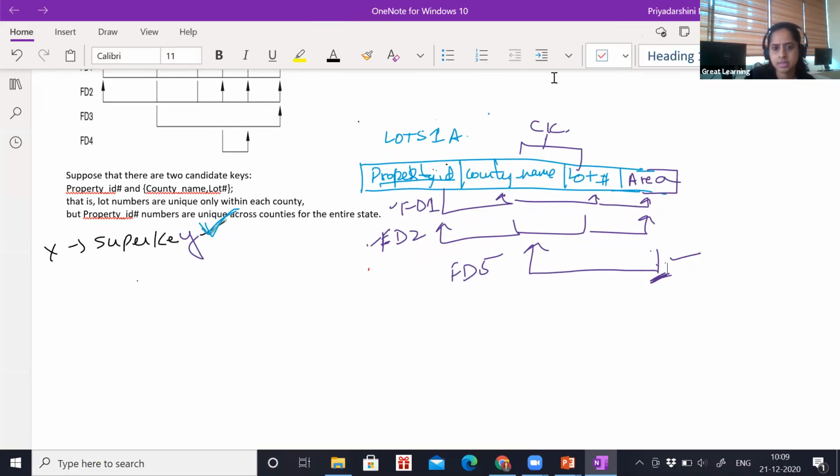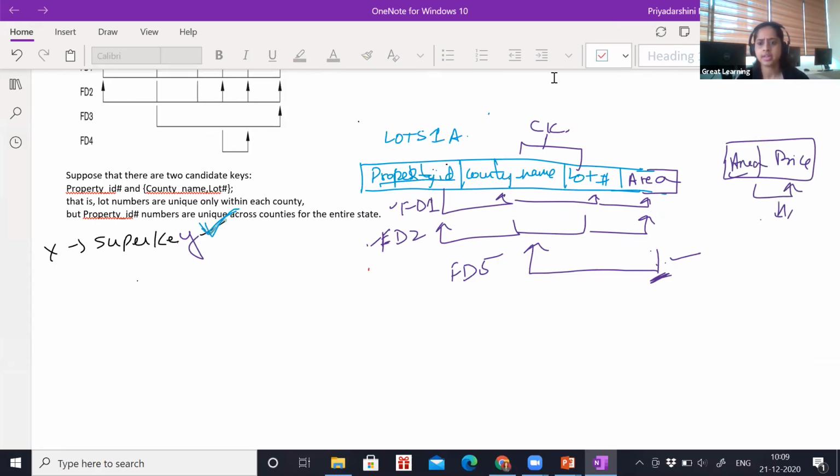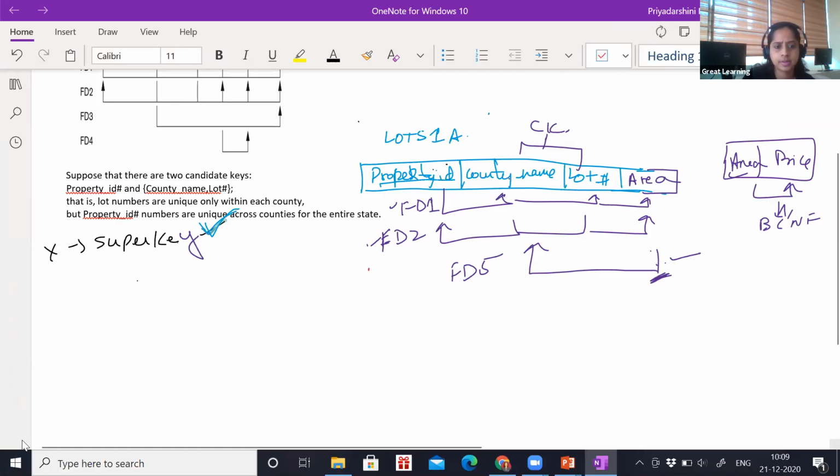Tarun is asking a doubt: will lot 1B be decomposed into BCNF? Lot 1B is this, area and price. X should be a super key, and it is actually satisfying. This is already in BCNF. There is no problem in lot 1B. So the FD5 is not in BCNF.